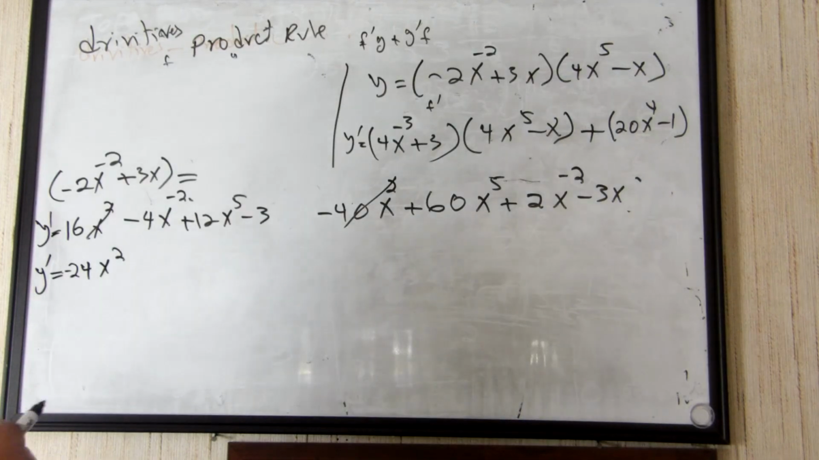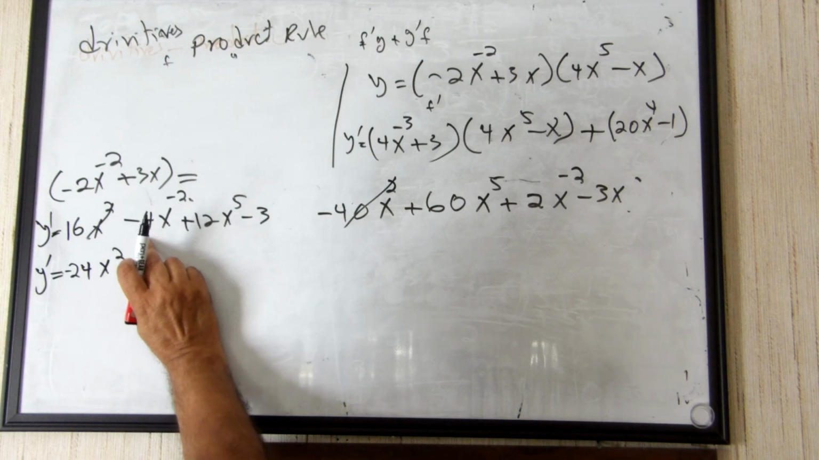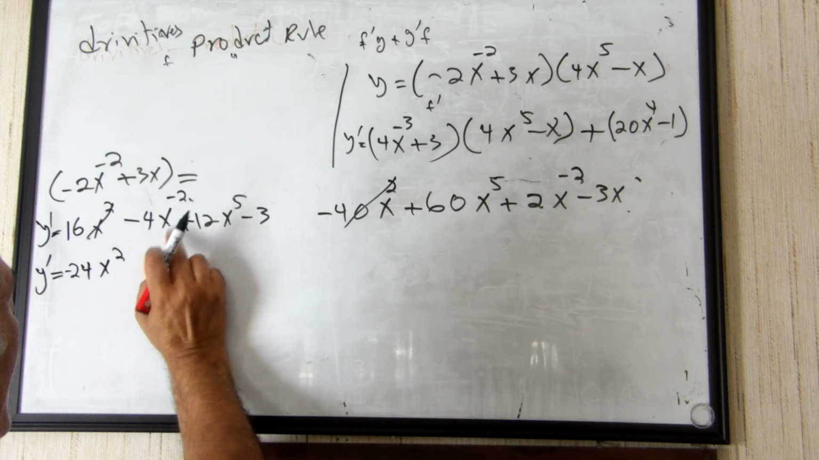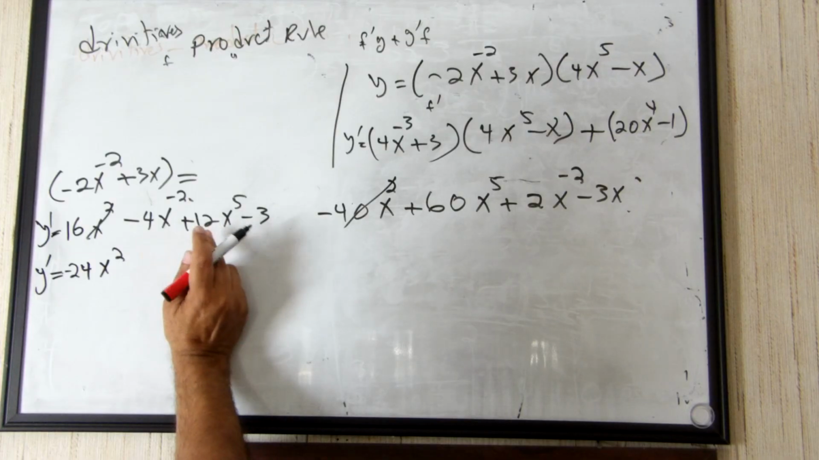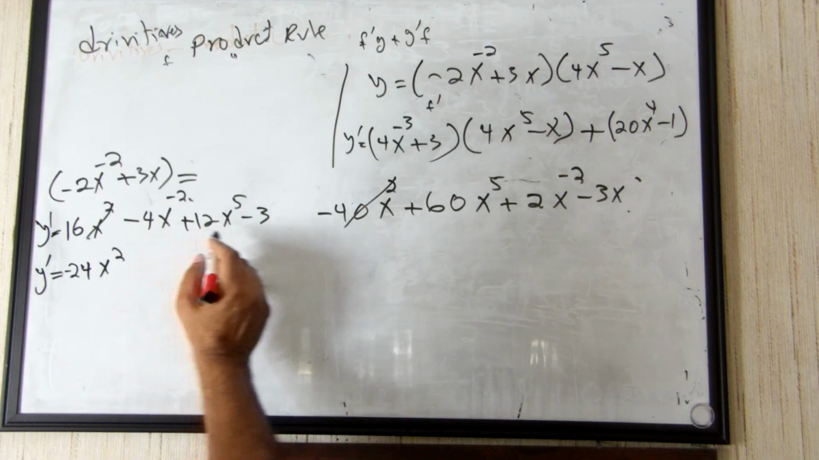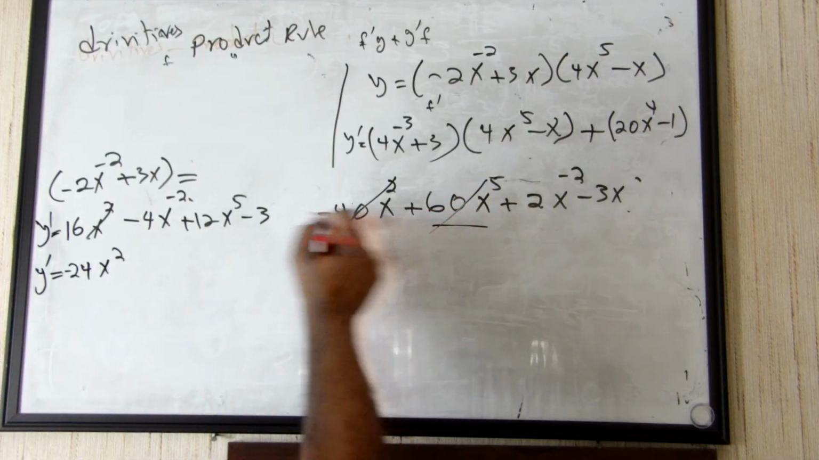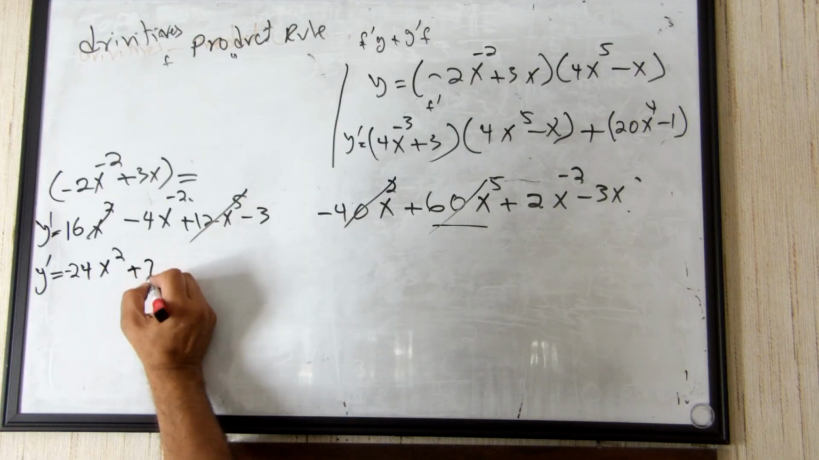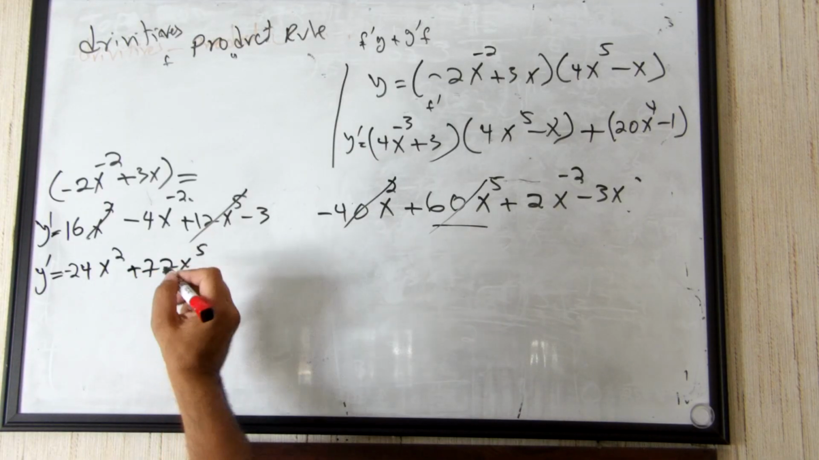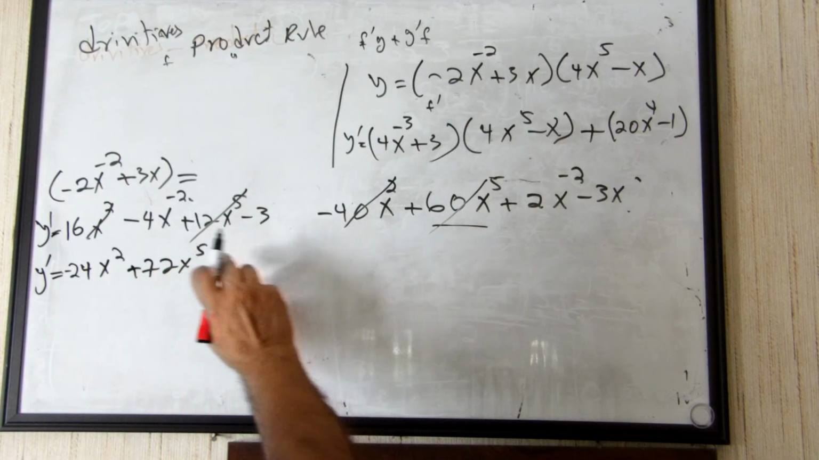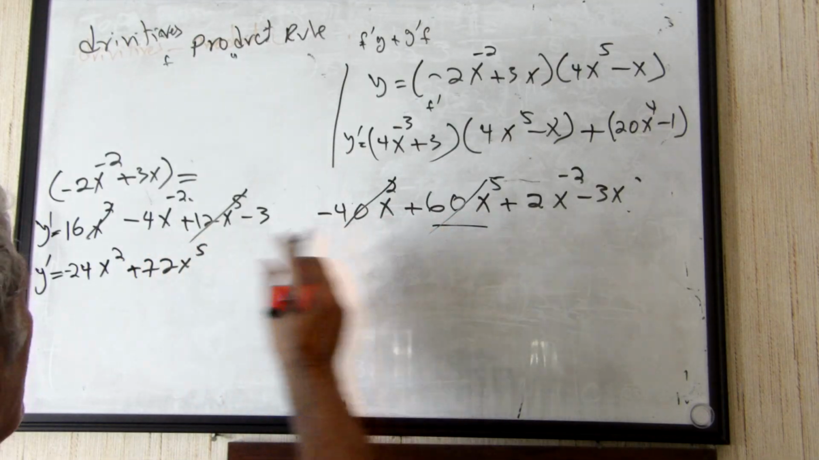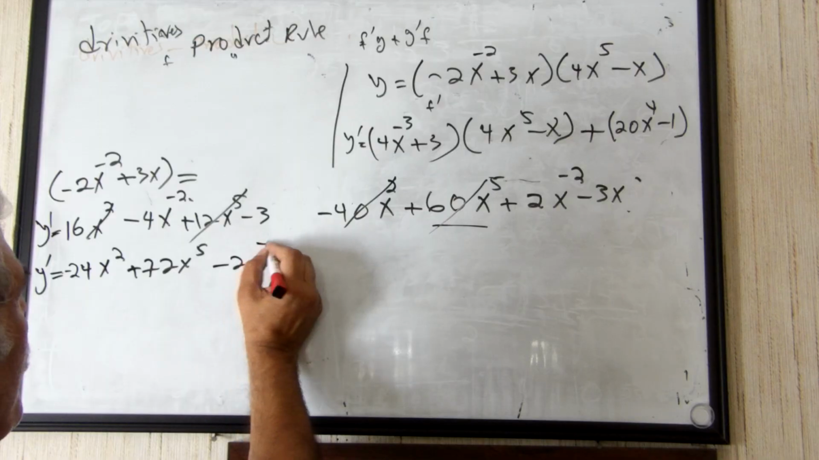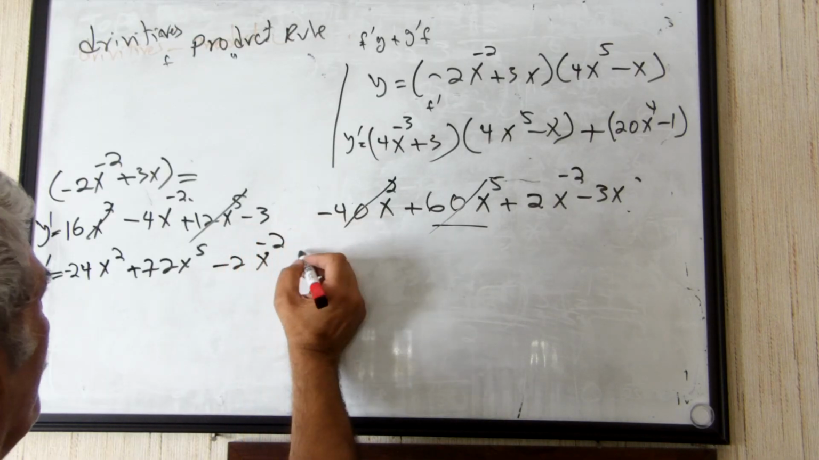Okay, then we are going to check again to see if we did it right. Now we're going to write the x^5 first. 60 plus 12 is going to be plus 72x^5. Then we have minus 2 here, minus 4 plus 2, minus 2x to the power of minus 2. And we have minus 3x.